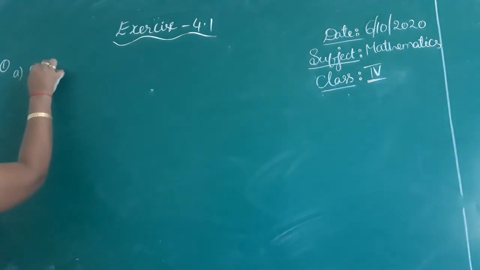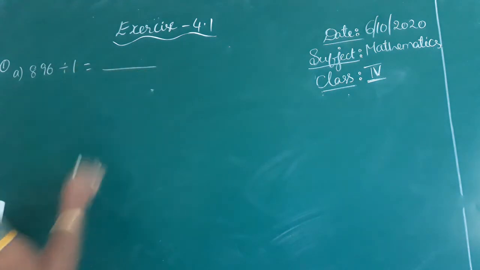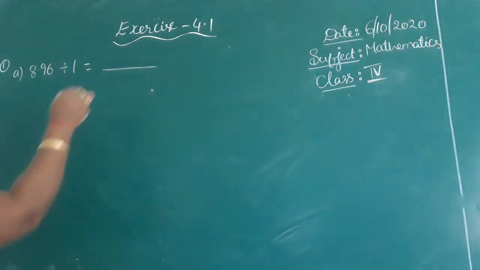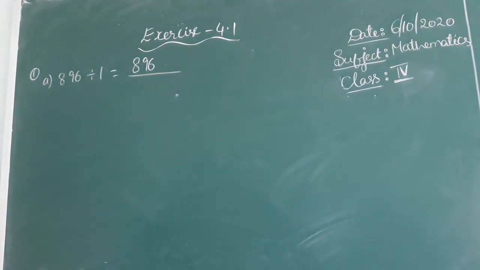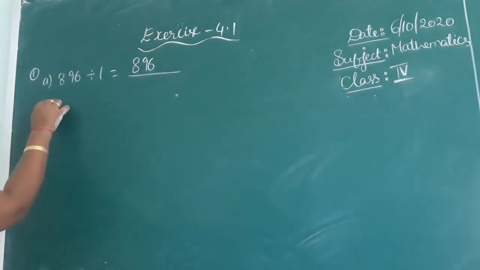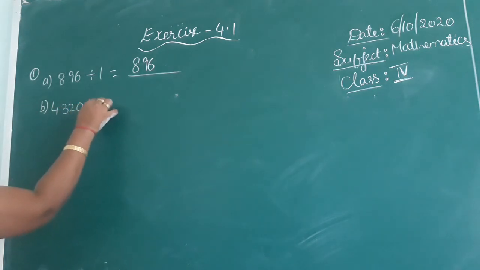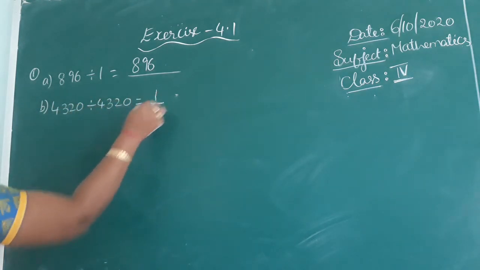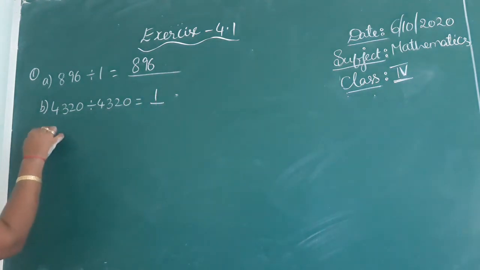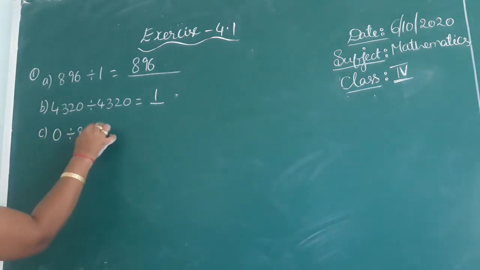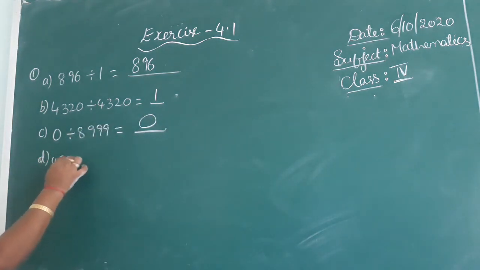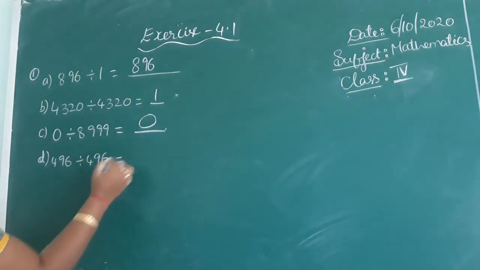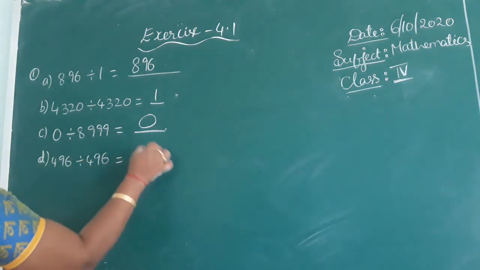First one, 896 divided by 1. If a number is divided by 1, what will you get? You will get the same number. Next one, 4320 divided by 4320. If a number is divided by itself, what will you get? 1. If 0 is divided by a number, what will you get? 0. If 496 is divided by 496, what will you get? You will get 1.